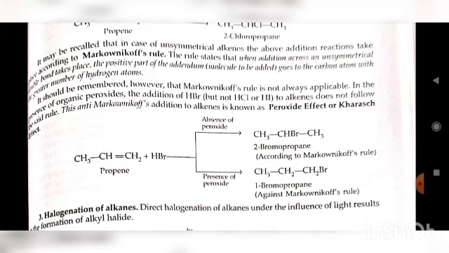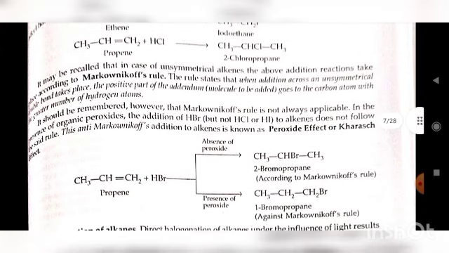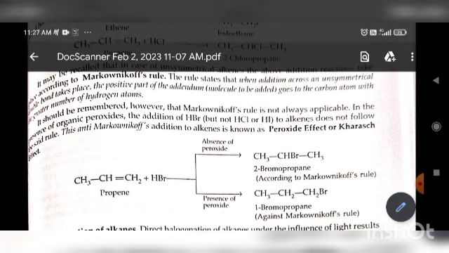It should be remembered, however, that Markovnikov's rule is not applicable in the presence of organic peroxides. The addition of HBr, but not HCl or HI, to alkenes does not follow the said rule. The anti-Markovnikov addition of HBr is known as the peroxide effect or Kharasch effect.